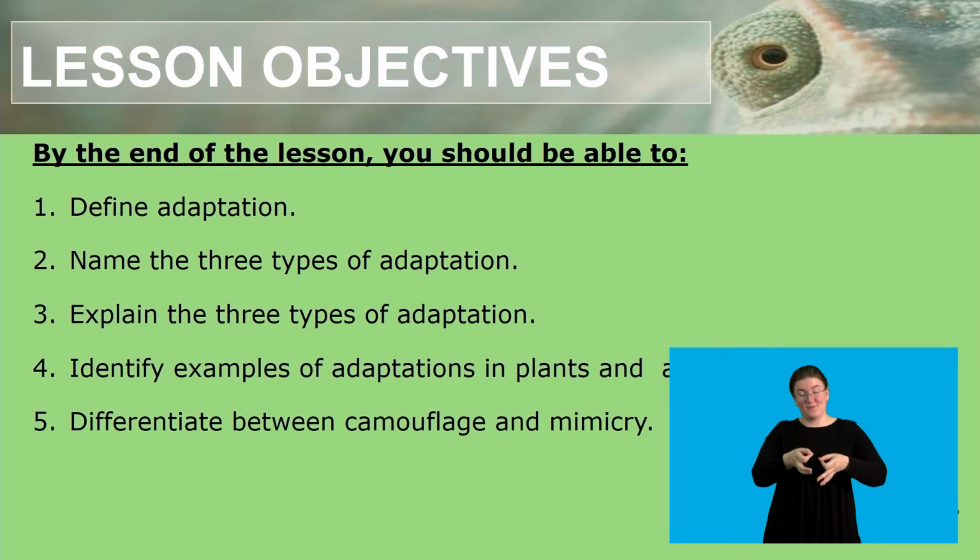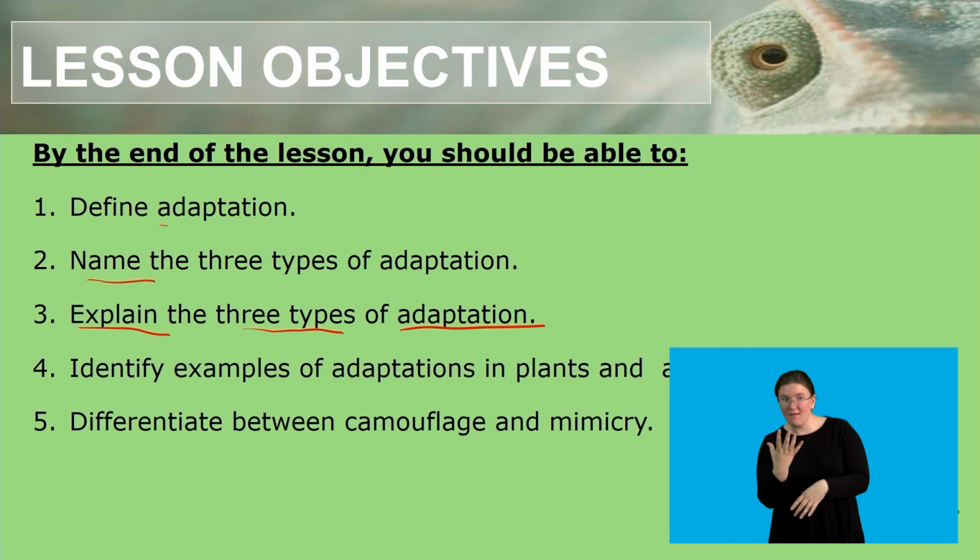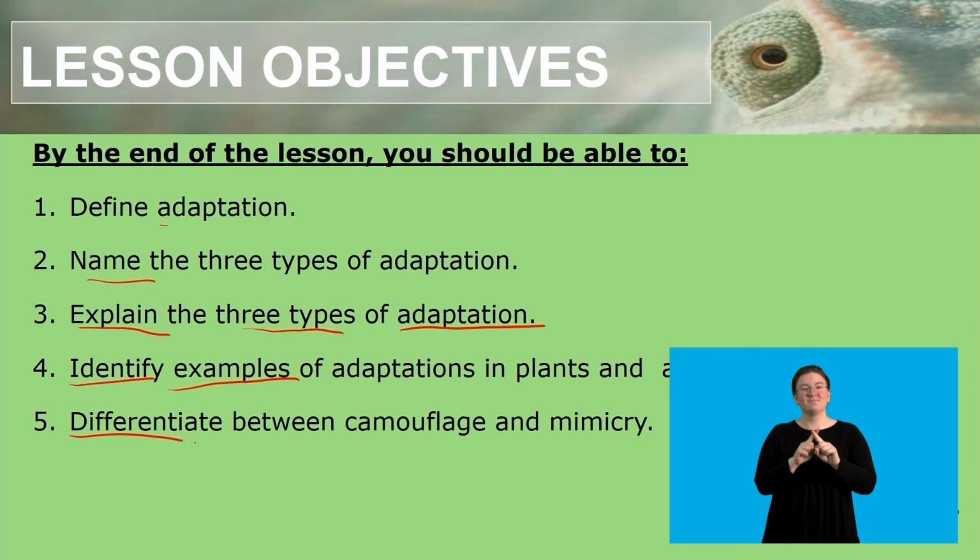So by the end of the lesson, you should be able to define the word adaptation, name the three types, and explain the three types of adaptation, identify examples of adaptations in plants and animals, and lastly, differentiate between camouflage and mimicry.